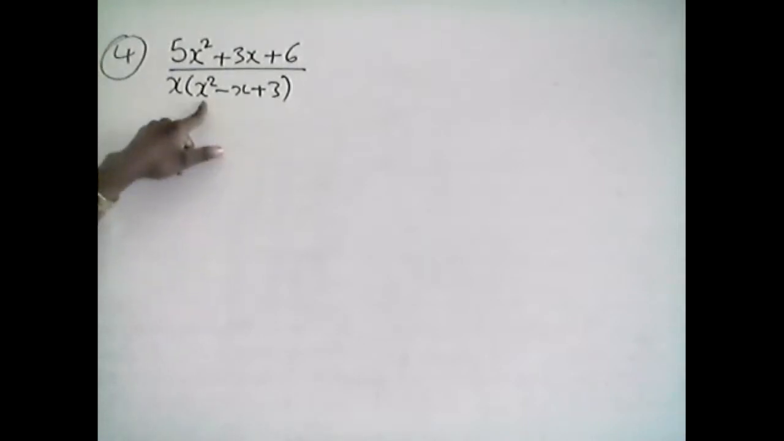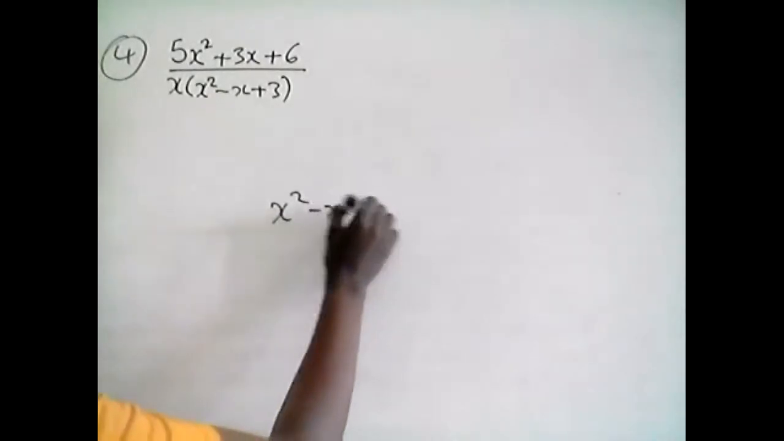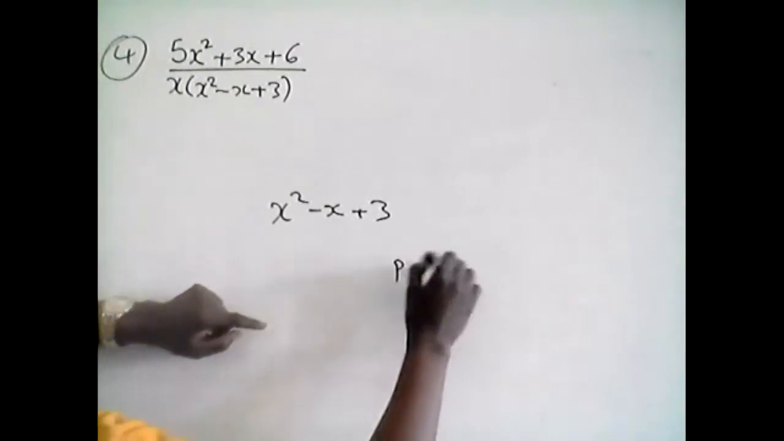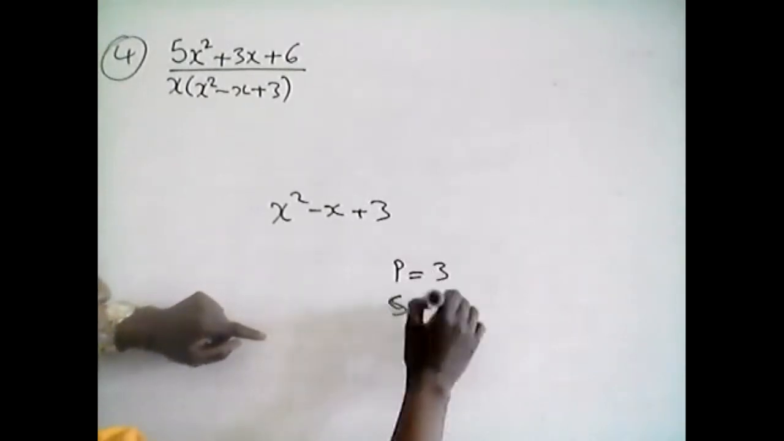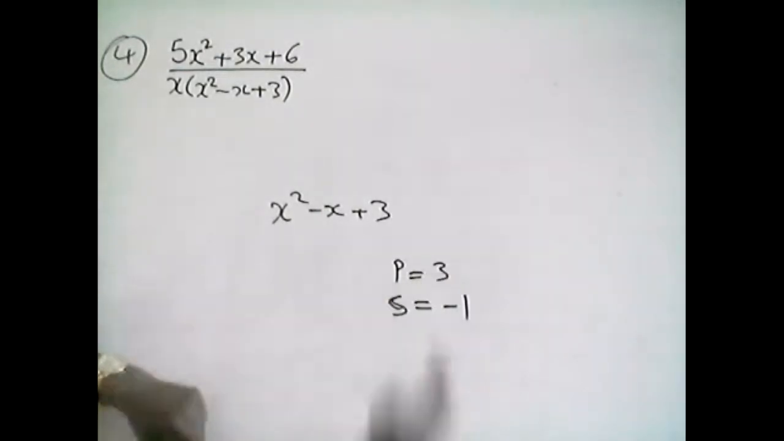So look at this part which is here. Does it have factors? x squared minus x plus 3. So here we have our product as 3 and our sum as -1. So do we have 2 factors, that when you multiply those 2 factors we'll get a 3, and when you add those 2 factors we'll get a -1?